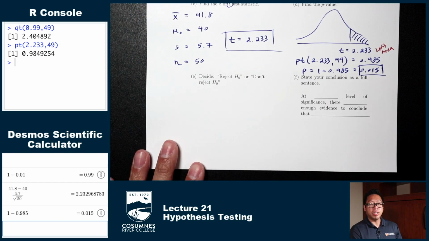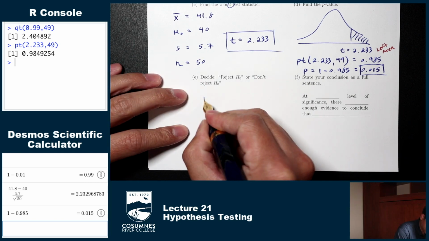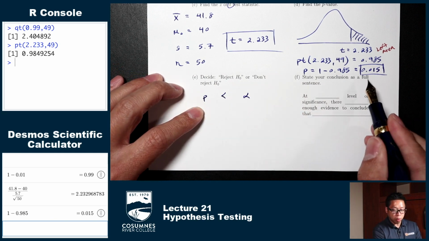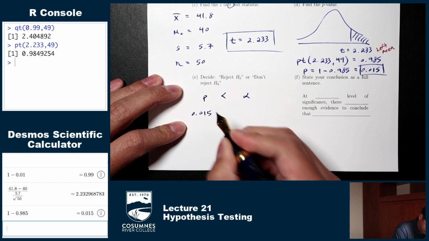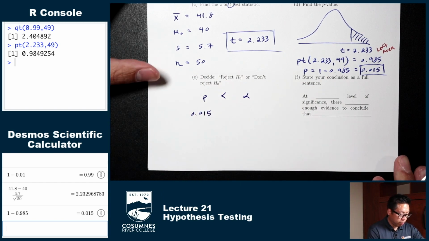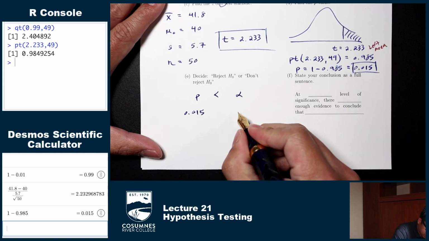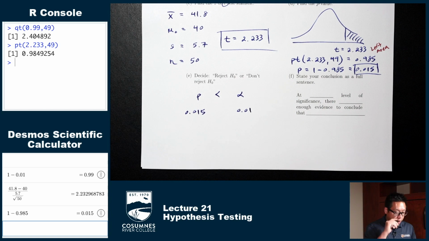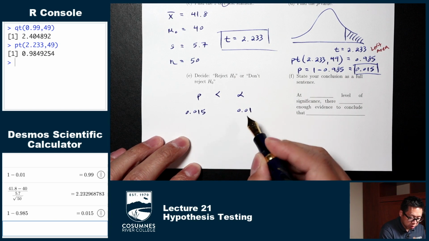Part E, reject or don't reject. Okay, so we're going to look at the p-value and check if it's less than the alpha. Our p-value is 0.015. What's our alpha? Our alpha was 0.01. Okay, and like I said, I usually add zeros so that they both have the same number of decimal places. This one has 3. Let me add on a 0 here.